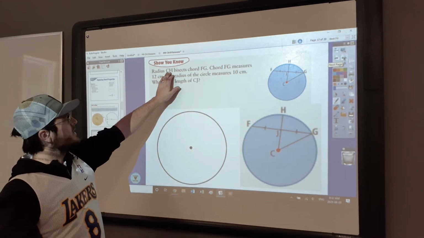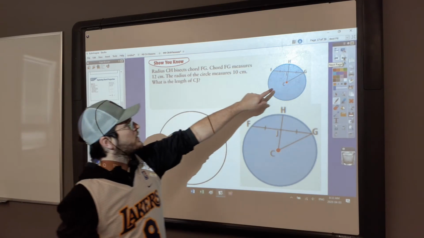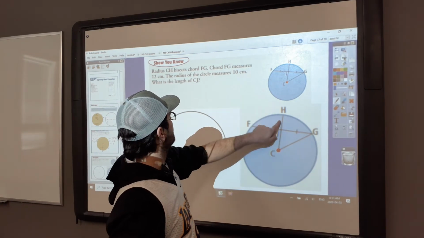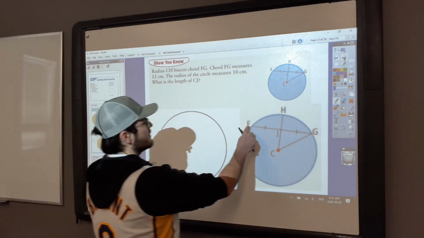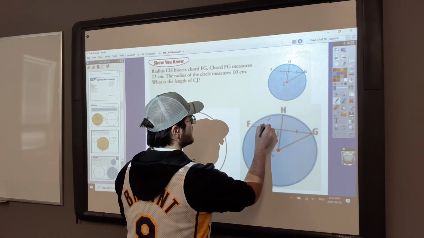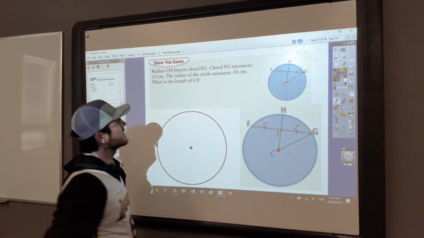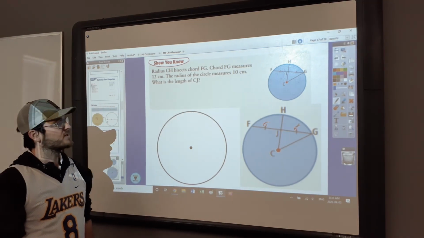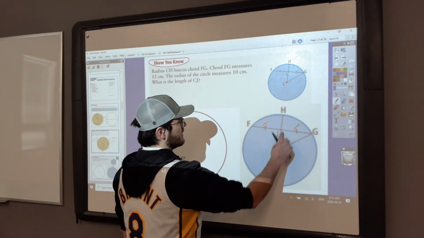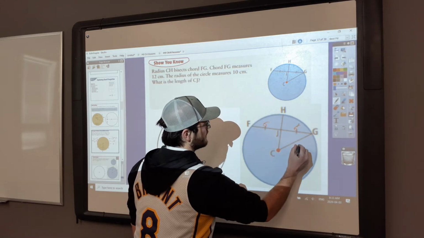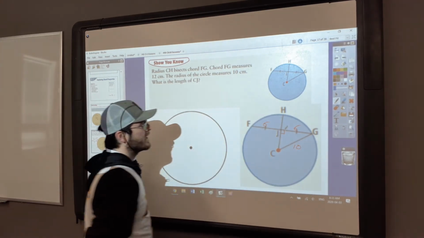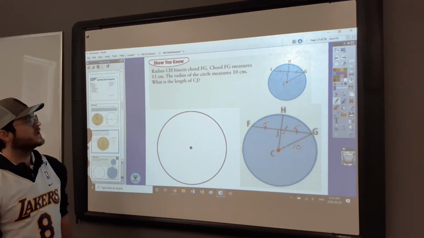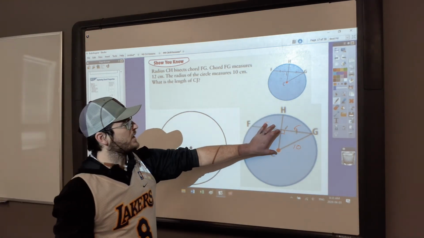The radius CH bisects. So here, this is bisecting, and I show that on there. The chord FG measures 12. So from here to here is 12, which means this has to be 6 and this has to be 6. The radius is 10. So again, this is 10, but also this is 10. And going back to our rule, I know this is a right angle triangle. What's the length of CJ?